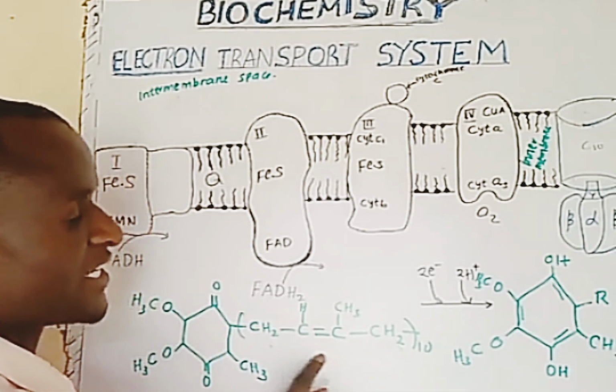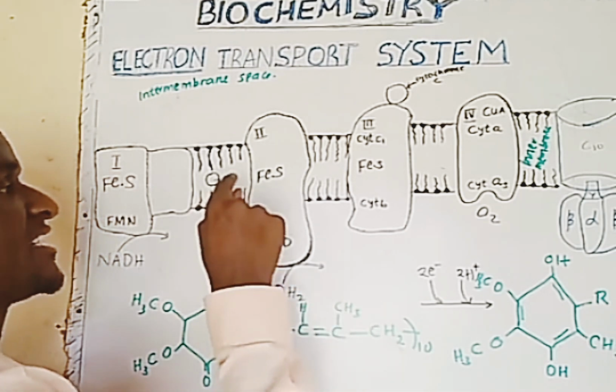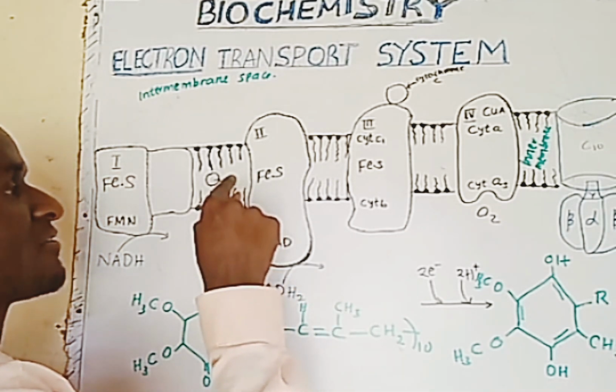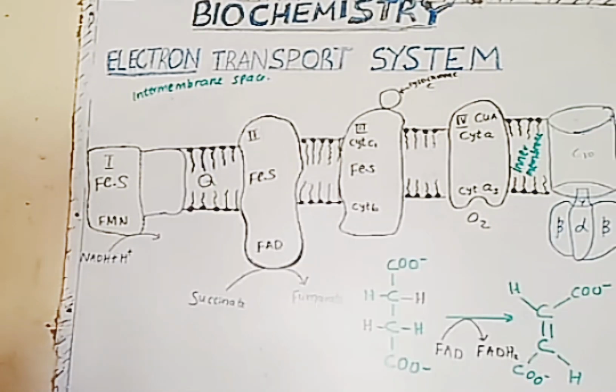Summary of CoQ. I've said that CoQ has got a quinone ring and it has got a long tail of 10 isoprene units that make it highly hydrophobic, and therefore it dissolves in the inner membrane of the mitochondrion and transfers the electrons.